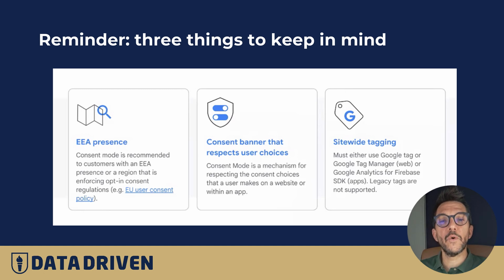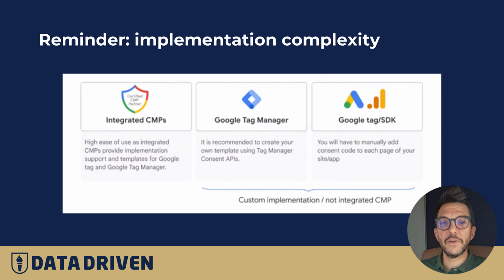So to recap quickly before we wrap it up, this applies to businesses who operate in the European Economic Area. So regardless of whether your business is seated in the EU itself, if you have people visiting from this area, this applies to you. A consent banner should be implemented that respects user choices, and you need to tag your website all across the board. And the last reminder is to try to use a Google Partner CMP platform, or if you're doing a custom implementation of consent mode, make sure to do it according to Google's official policies.